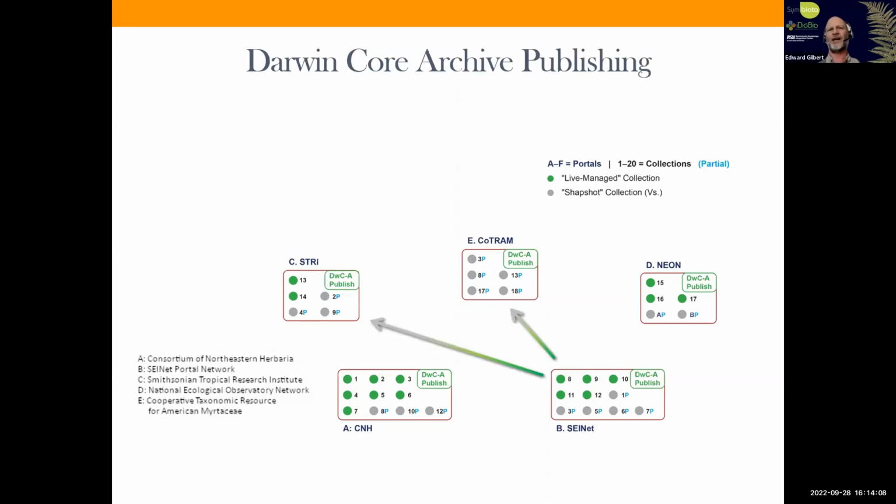However, we do have that Darwin Core Archive publishing tool there. And for years now, we've been using this to push data from one portal to the other. For instance, Arizona Vascular Herbarium, they manage data within SEINet as a live collection. And they use that tool to publish a snapshot of their data from the live collection into the Panama portal as a data snapshot. And then the Myrtaceae portal, the American Myrtaceae data.